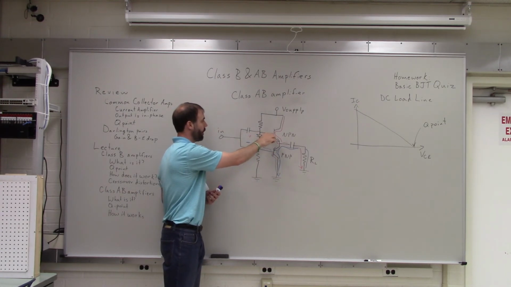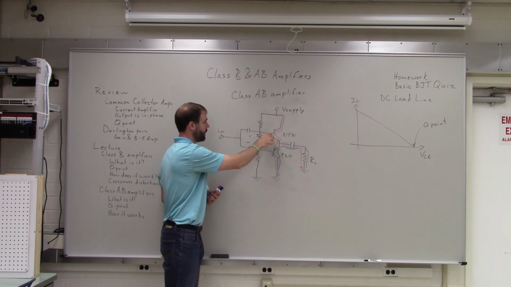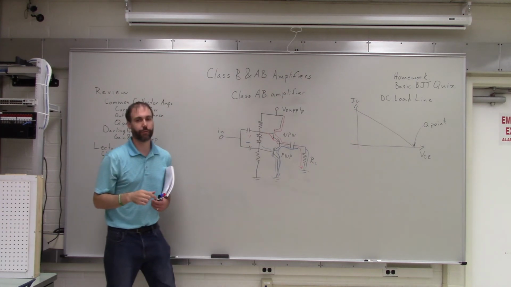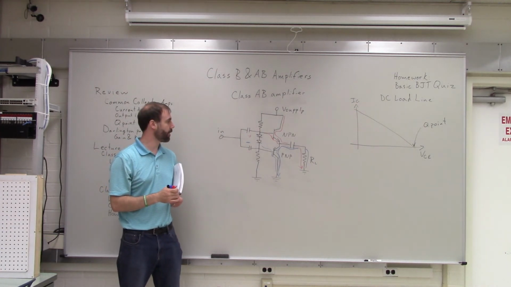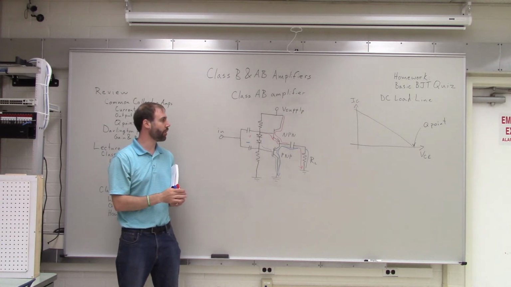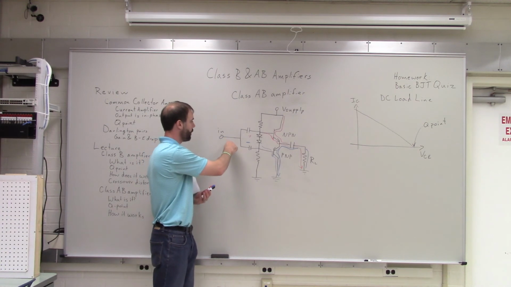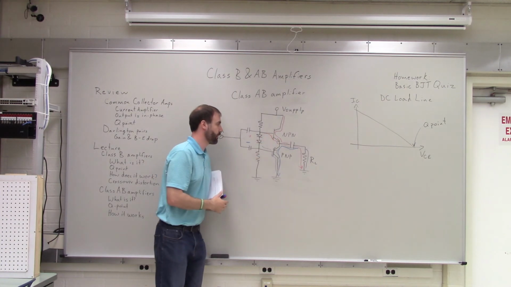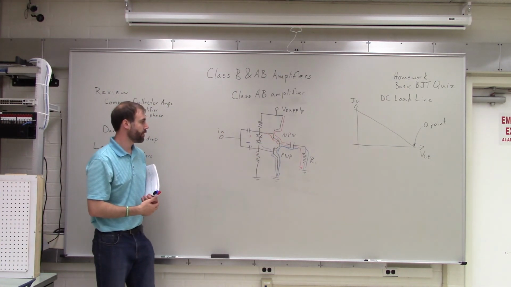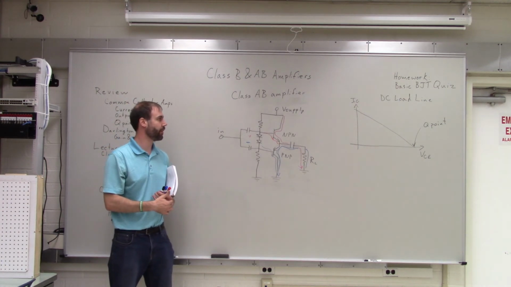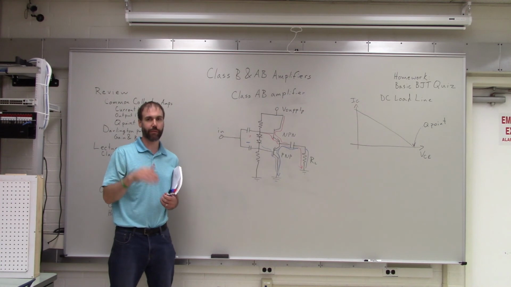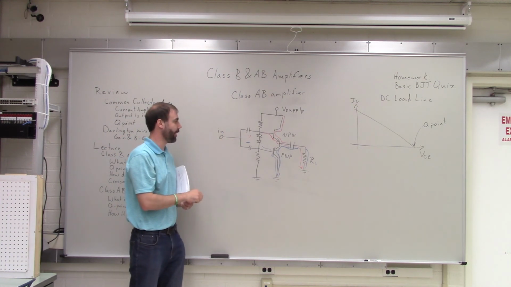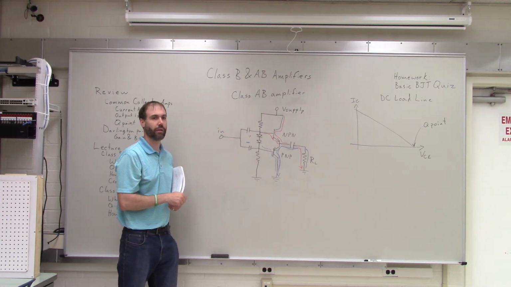So that means that these transistors are right on the edge of conducting all the time, right? Any small amount of input voltage change causes these transistors to conduct. So whereas the Class B amplifier required a 0.7 volt offset in order to conduct, the Class AB amplifier doesn't require that at all. Okay.